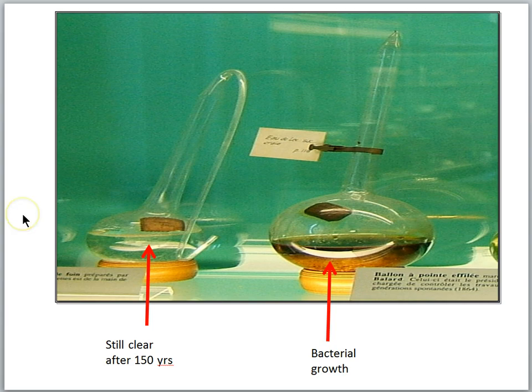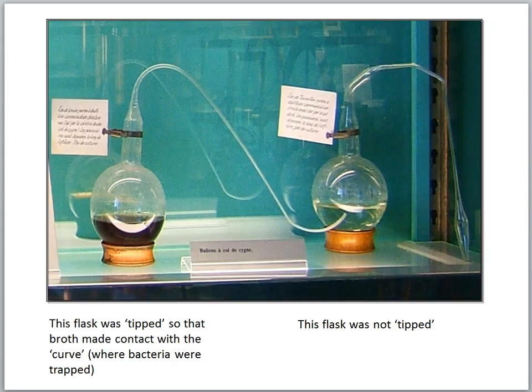In fact, if you go to Paris, France, and go to the Pasteur Institute, you can see some of Pasteur's original flasks. He made these flasks over 150 years ago. This one here, notice it has the curved neck, open to the air. It still has the clear broth, indicating that no bacteria has entered in over 150 years. This flask was a straight neck flask, and it does show signs of bacterial growth. The clear broth has turned brown.